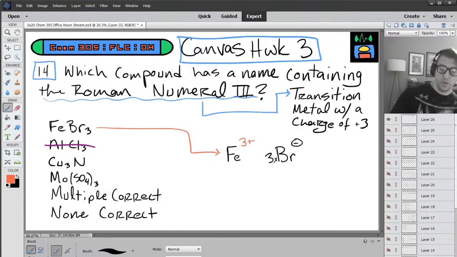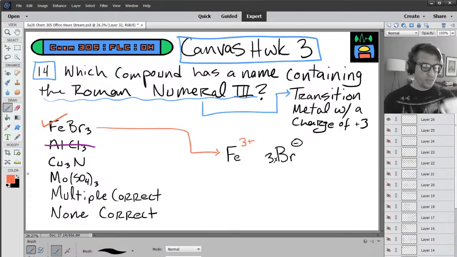So one thing we know right off the bat is this is a correct answer. We can't stop the problem because we have to figure out, are there multiple correct? But we know at least we have one right answer.